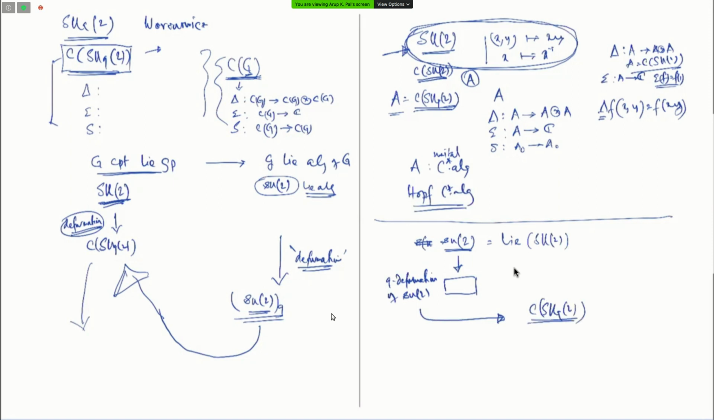Okay. And also, here when you are studying the Hopf algebra, among other things, one thing you have looked at are, let's say, representations of this Hopf algebra.